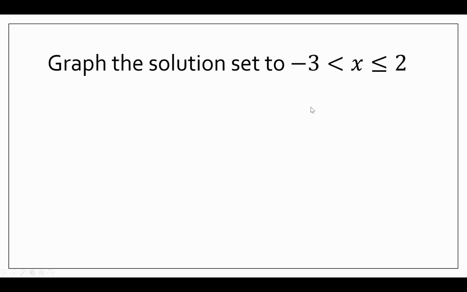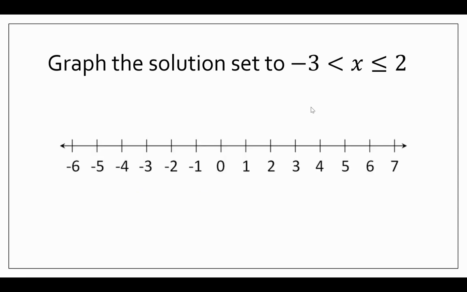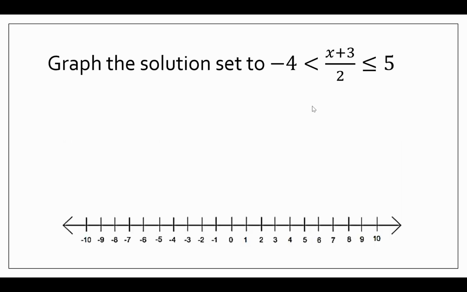Next example, -3 is less than x, which is less than or equal to 2. We're going to put a filled in circle at 2, because x is less than or equal to 2. And x is greater than -3, so we put an open circle over -3. Then we fill in the area between them. So -3 is less than x, which is less than or equal to 2. Sorry about that.